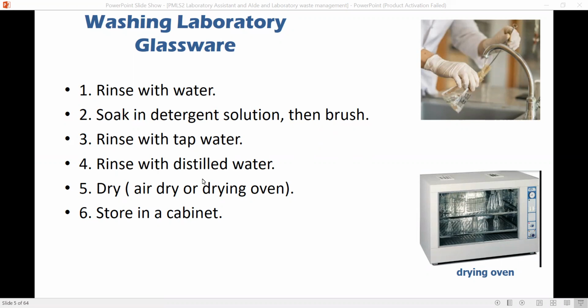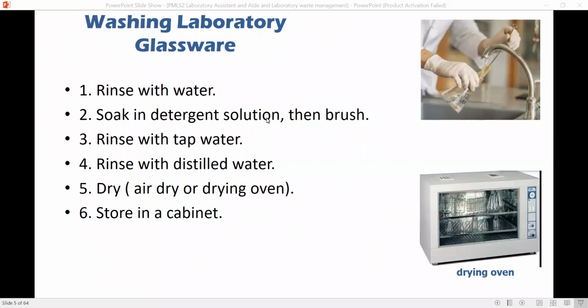So what is distilled water? We know it is water from which impurities, the dissolved salts, have been removed by distillation. Ionized water can also be used. When we say distilled water, it is chemically pure water, so there are no residues because of the salts. Then after that, dry. It can be air dried, or to be faster, you have the drying oven. And then store in a cabinet. This is the basic procedure that is often done.